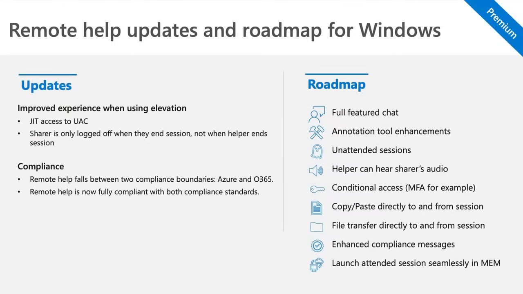So now I want to talk a little bit about what's coming for Remote Help for Windows. So the first thing is, as we go to the roadmap section, that we're going to add a full-featured chat functionality. So right now, you can enter a specific instruction through Remote Help to the other party, but it does not keep a history. And so we'll be adding this capability that allows you to see the history of the different chats that you've been having, just like you'd expect from a chat feature.